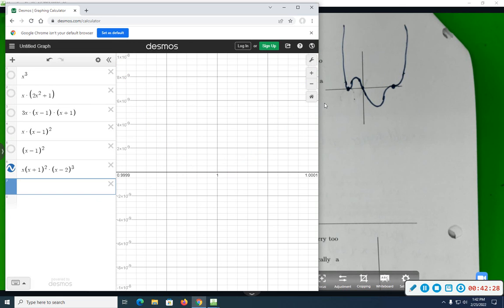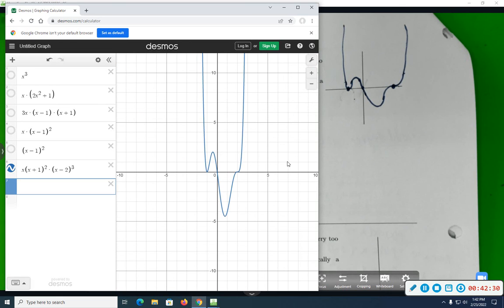Click out of this, go to home. Does that look about like what we have? Yeah. I guess it looks like those valleys are deeper and that peak is higher, but I didn't indicate where any of the hash marks were on my graph for a reason, because I wasn't going to try to get any of them right.